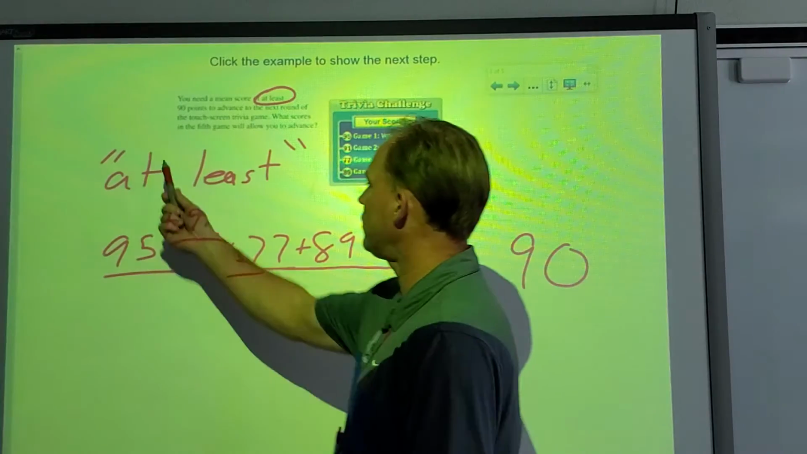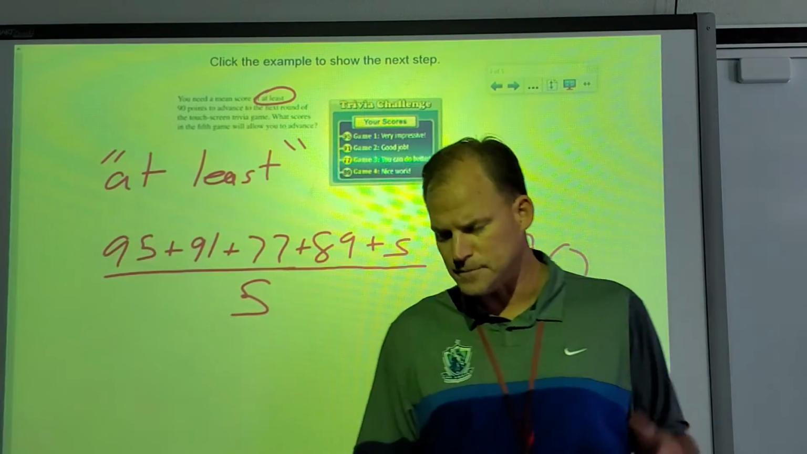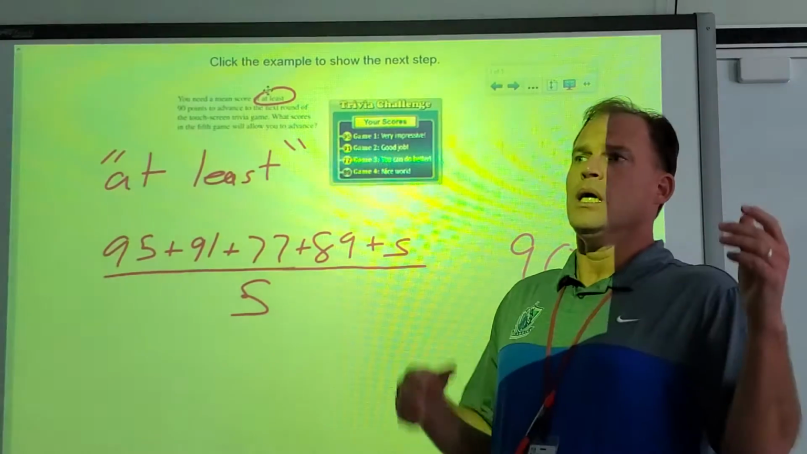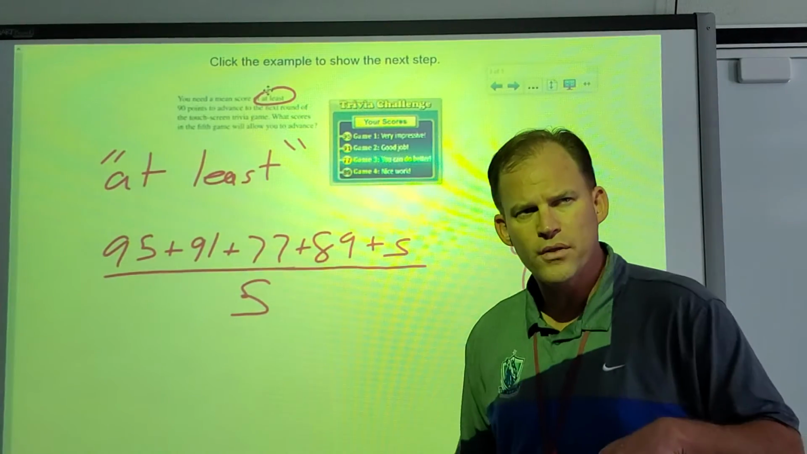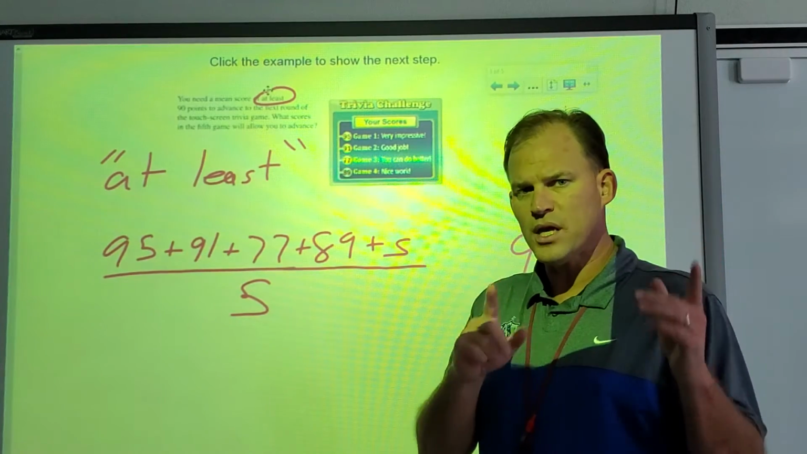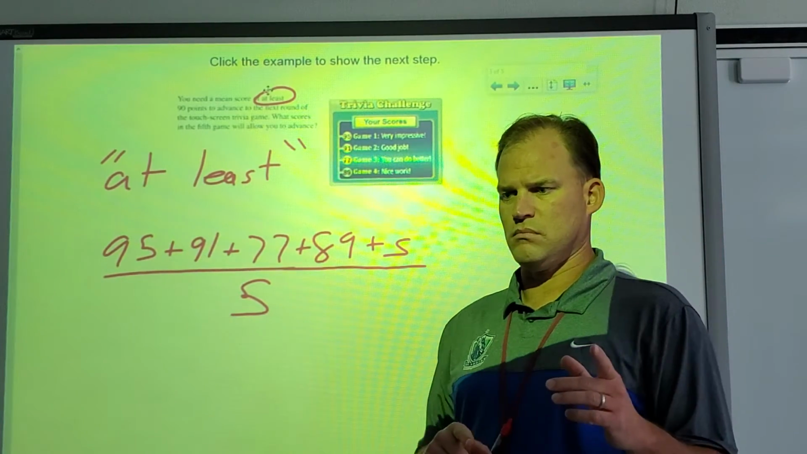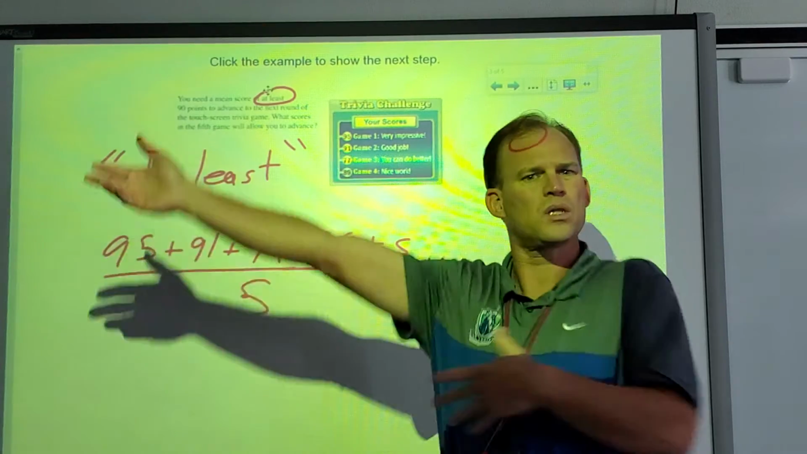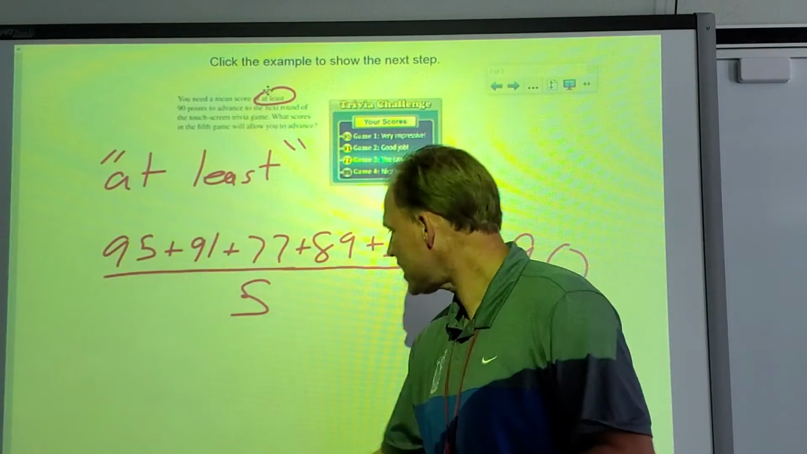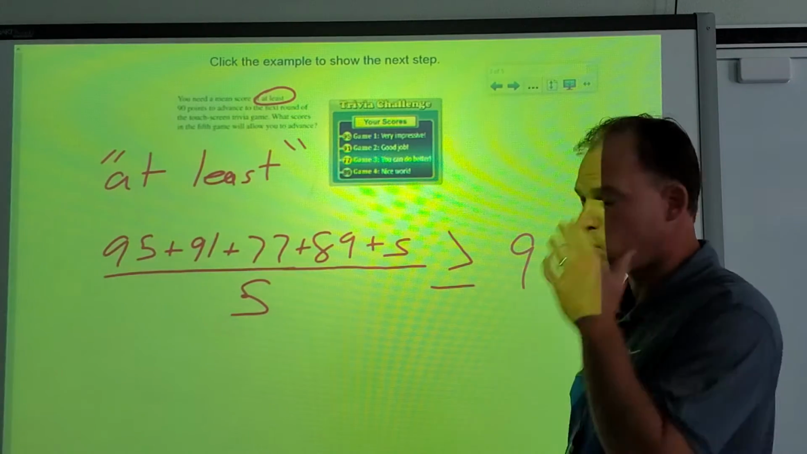But the kicker here is this phrase, at least. So my at least is 90. Does that mean greater than or equal or less than or equal? If you think about it, think about your score. Do you want more than 90 on your score? Do you want less than that? You want more. 90 is good, okay? So at least is a greater than or equal to sign.